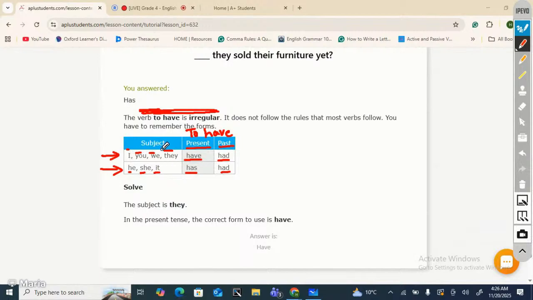With I, you, we, and they, use have in present tense and had in past tense. With he, she, and it, use has in present tense but use had in past tense. Basically, had is used with all the subjects in past tense, but in present tense you have to change. With these four subjects use have and with these three subjects use has.